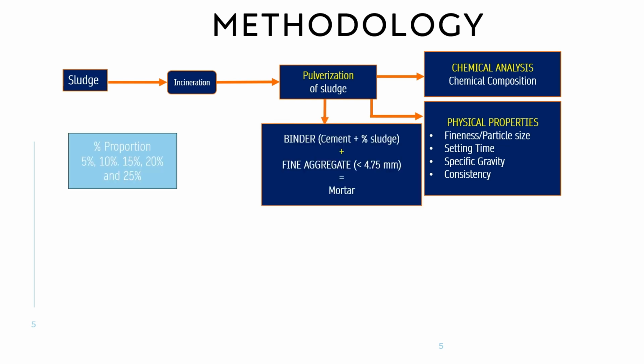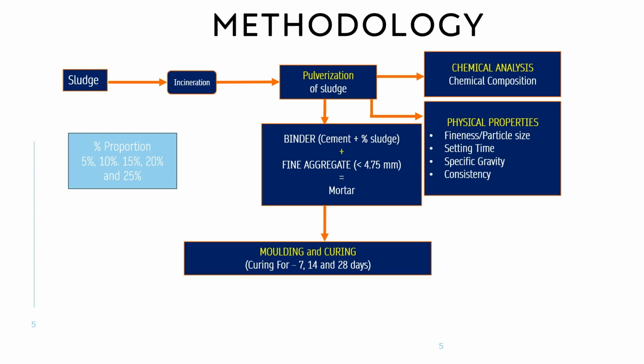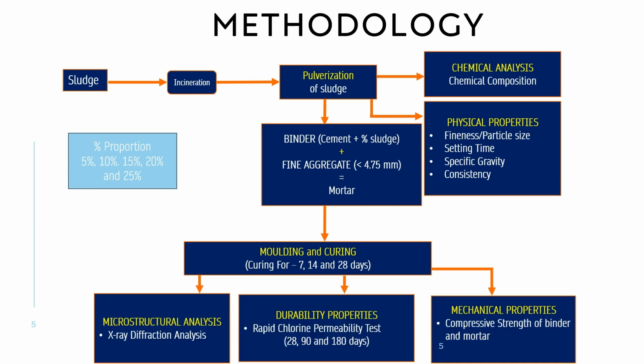Then we have prepared the binder and mortar samples using cement and various replacement proportions of sewage sludge. The replacement proportions that we have used in the current study are 5%, 10%, 15%, 20%, and 25%. Then we will mold and cure the samples for 7, 14, and 28 days, and then we will be conducting tests on the prepared samples like microstructure analysis using XRD. We will also be conducting a durability test like the rapid chlorine permeability test, which shows the performance of the concrete under a chlorine environment, and then we will be doing compressive strength tests on binder and mortar.